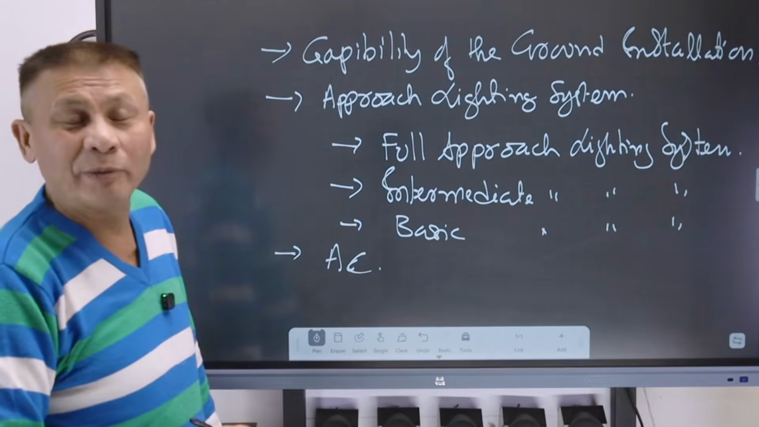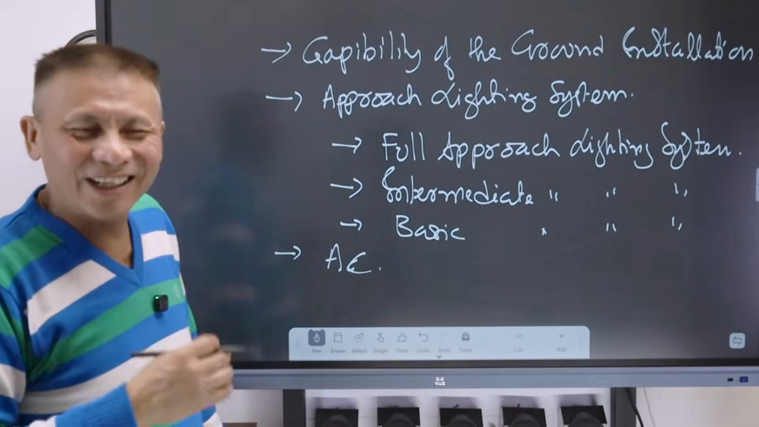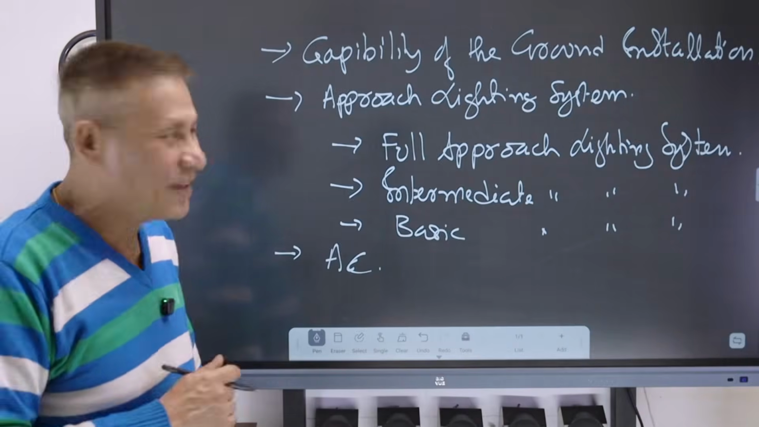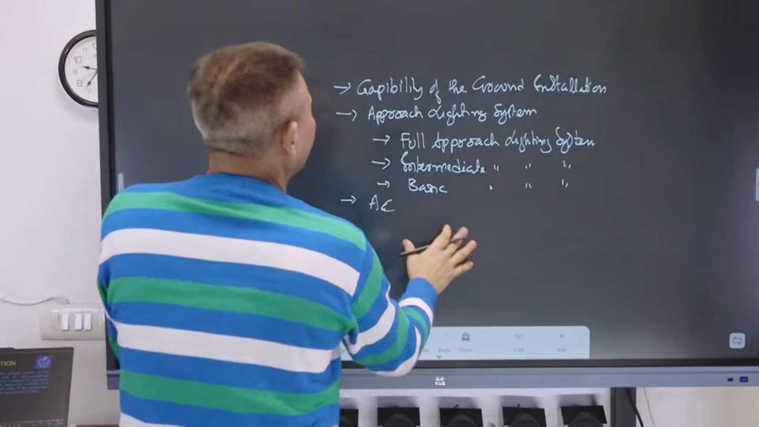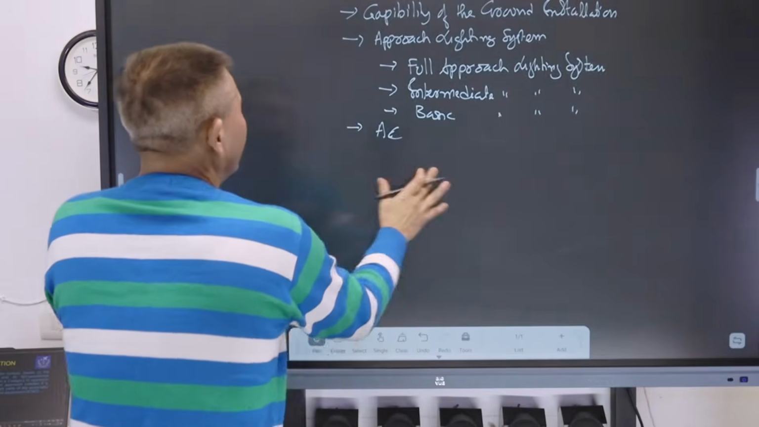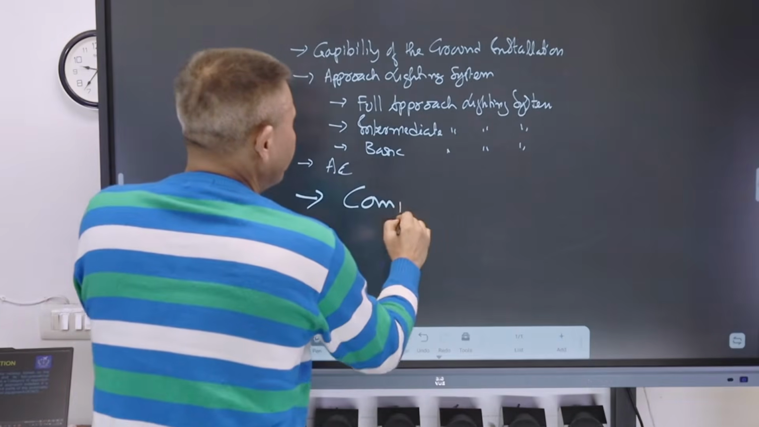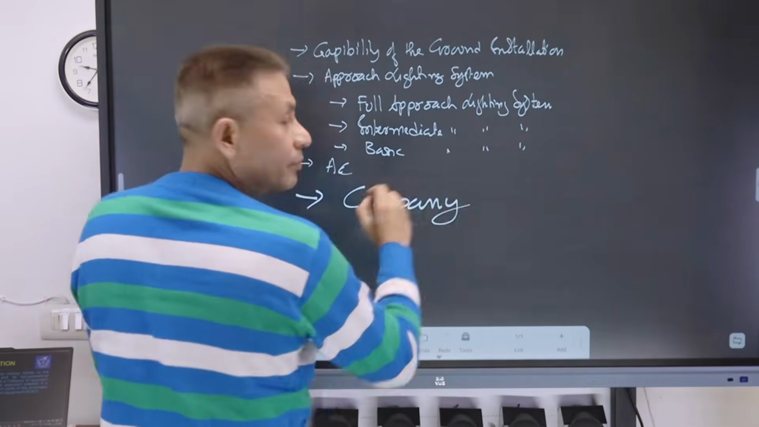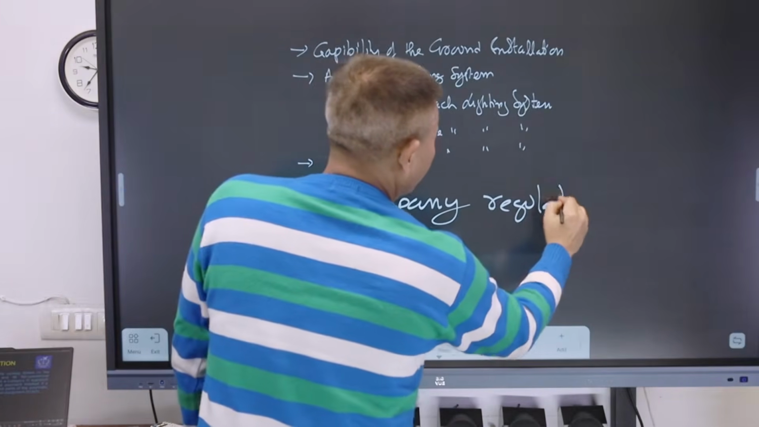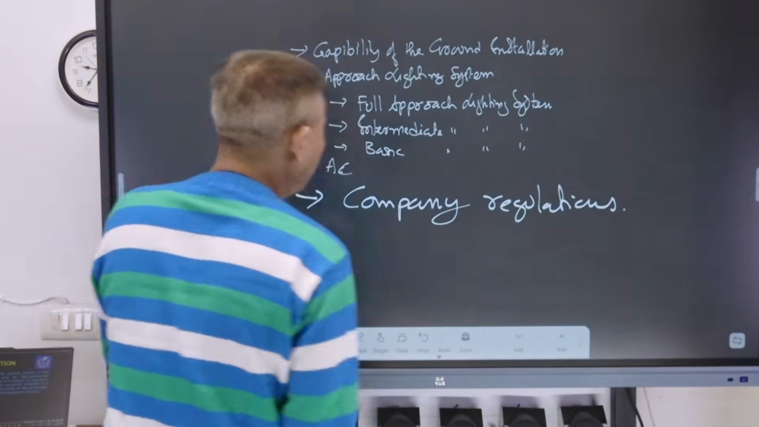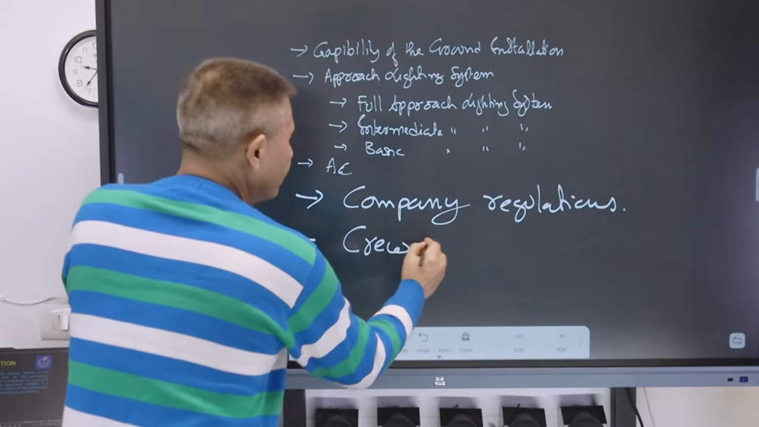Your aircraft may not be equipped with a category 3 system, then I cannot carry out category 3 ILS approaches. And it also depends upon the company regulations and the crew qualification.